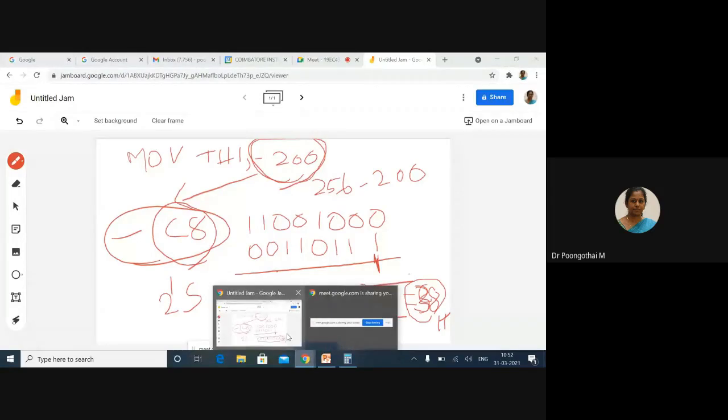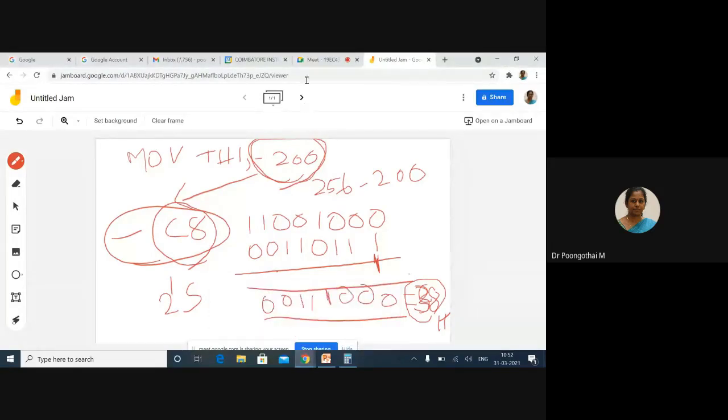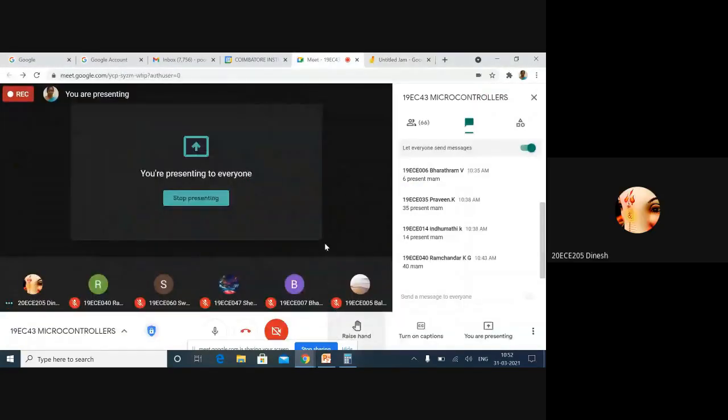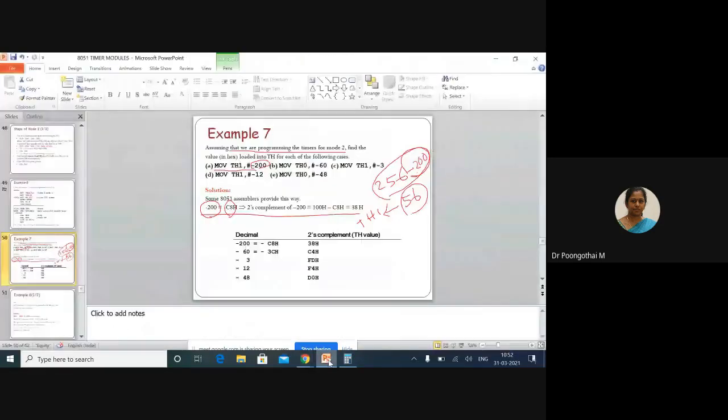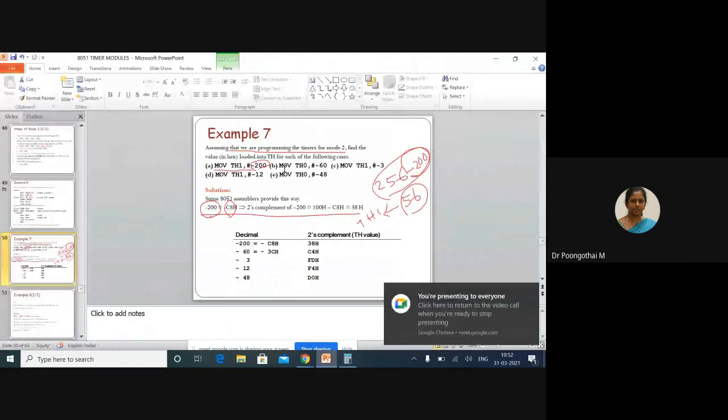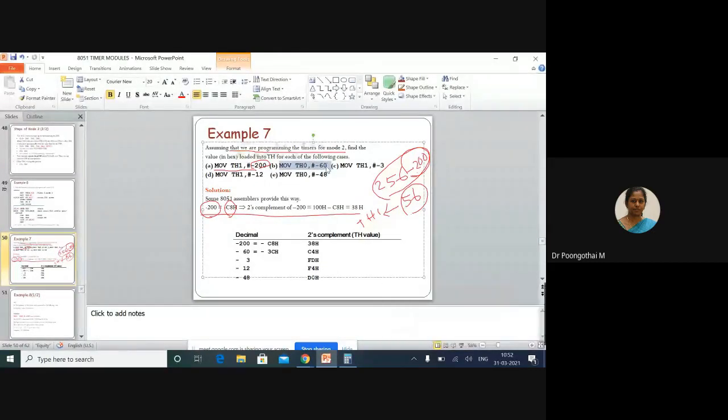Students? Is that clear? Yes, ma'am. Yes. So can you do the next problem? Move TH0, hash minus 60. So find out the answer.